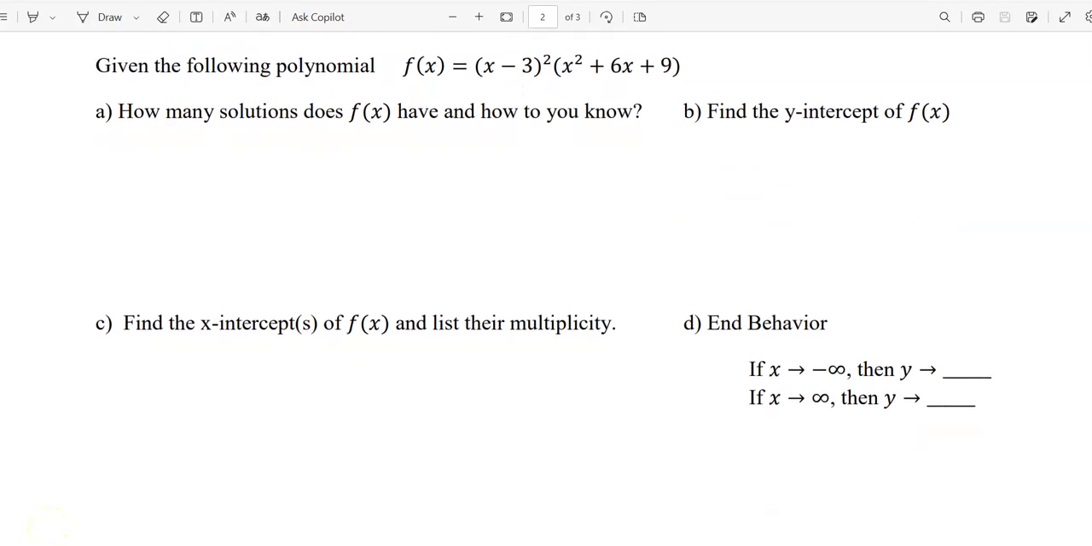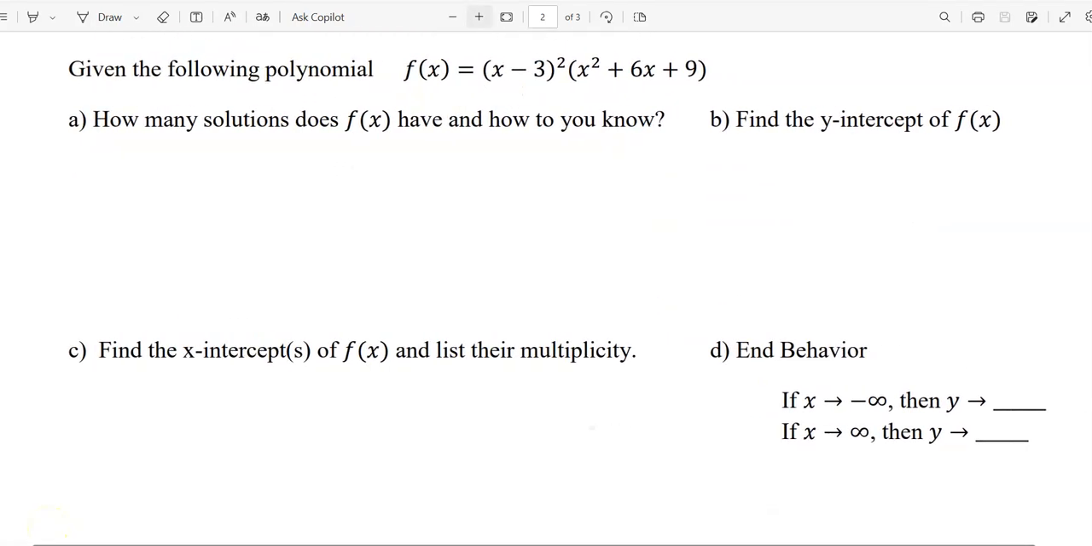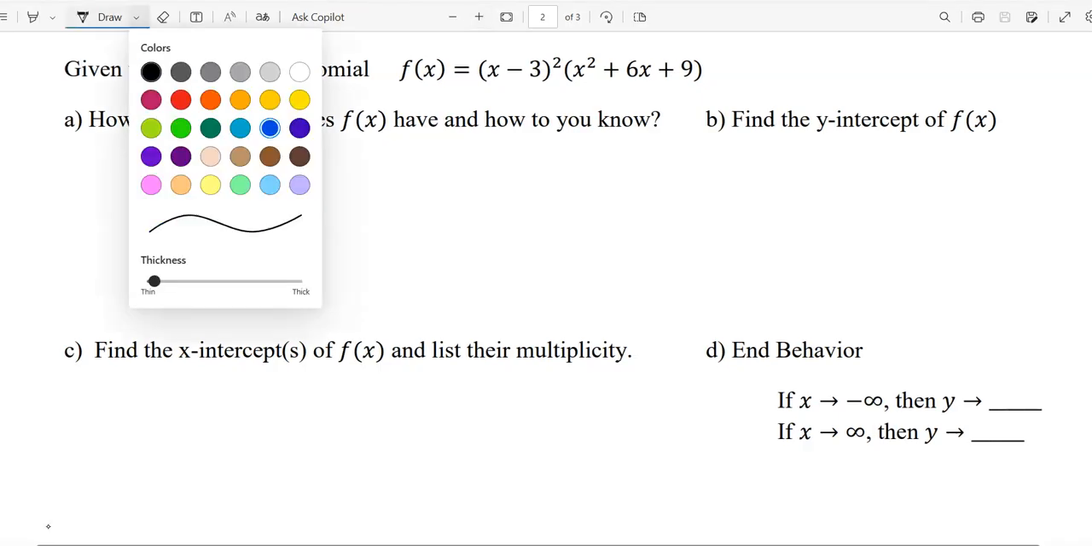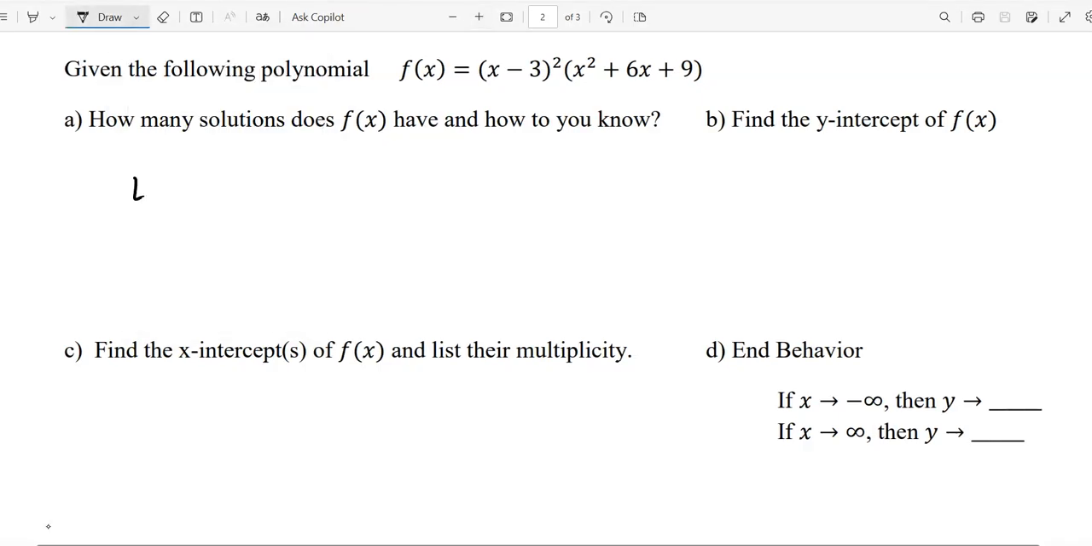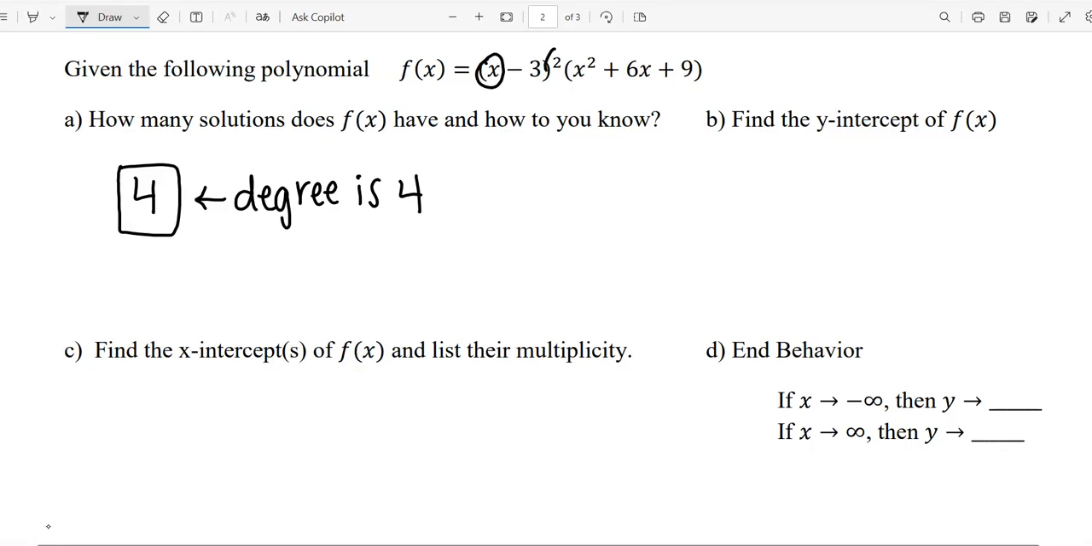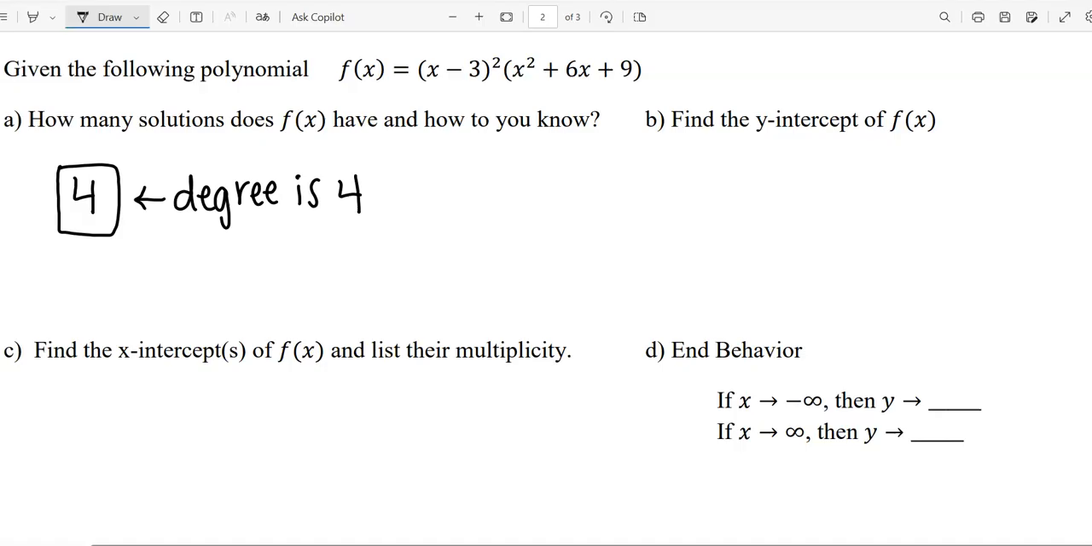Alright, day 2. Opener, weird things are happening. How many solutions? 4. Why? Degree is 4. We know that because we have an x squared here, and it's multiplying by an x squared here to make x to the 4th. Y-intercept, that happens when x is 0.